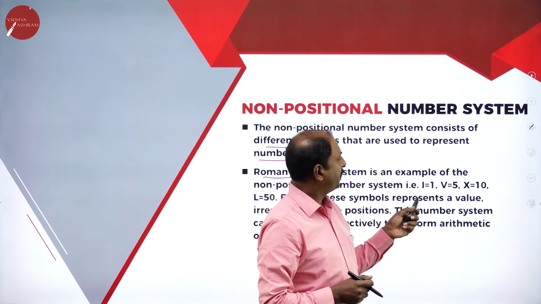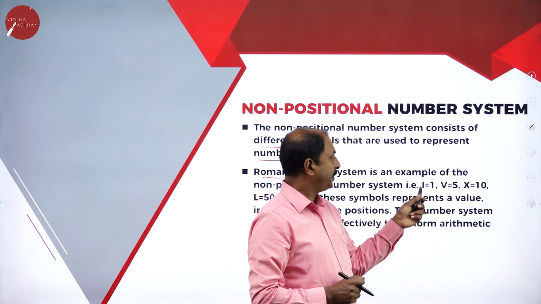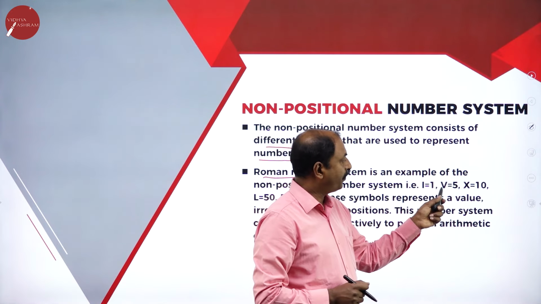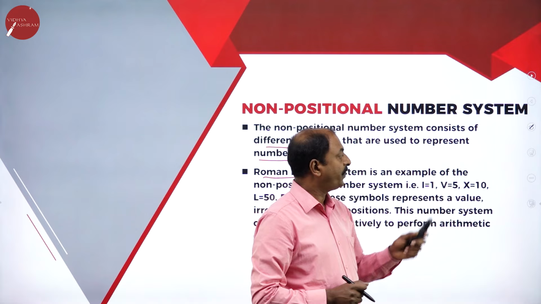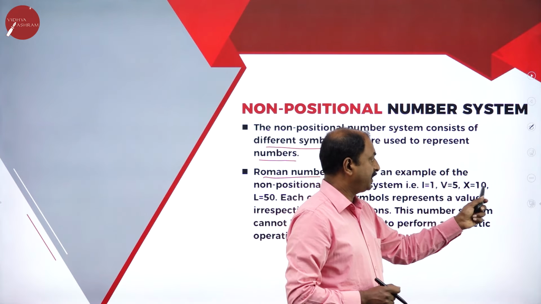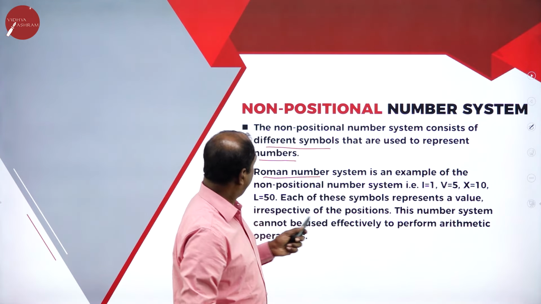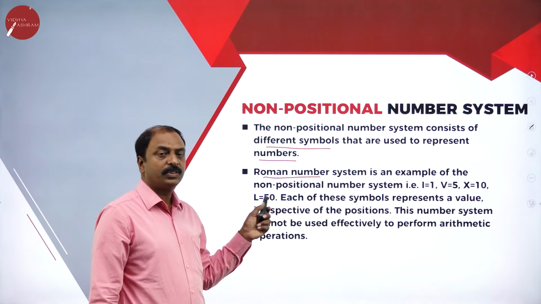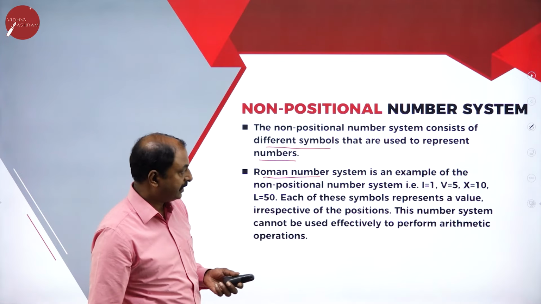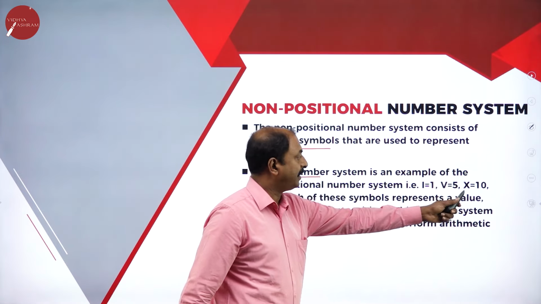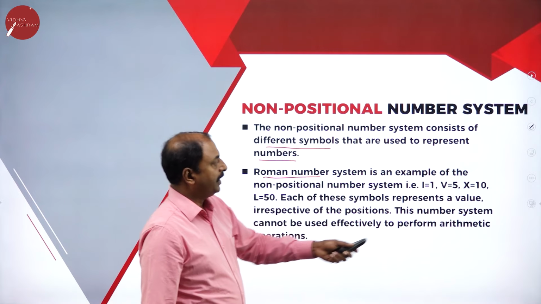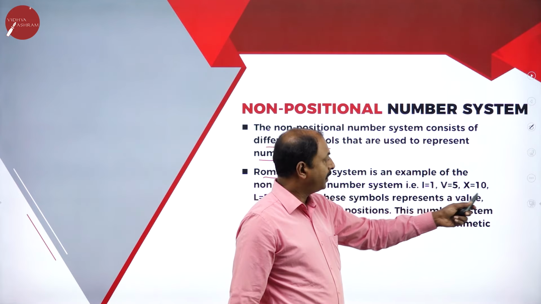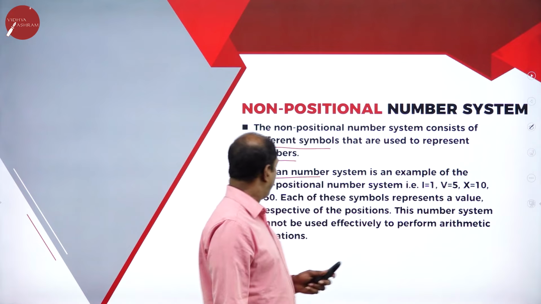Here we represent this symbol, I, and it represents 1. And here V represents 5. And X is equal to 10. And here L is equal to 50. This one you might have learned in your junior classes, isn't it? So if you look at these examples, here X stands for 10 and here V stands for 5.